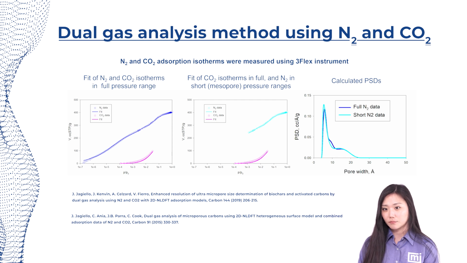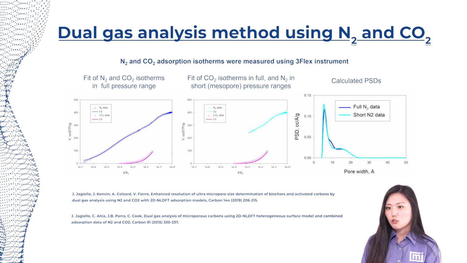Another feature worth mentioning of the NLDFT method is the capability of merging two different isotherms collected with different adsorptive gases. This dual model is developed for carbons, and this becomes particularly useful when the sample takes too long to equilibrate when collecting the nitrogen isotherm at 77 Kelvin in the very low pressure region, or when the instrument doesn't have the capability of collecting low pressure data. If either of these is the case, the dual NLDFT model can merge the CO2 and nitrogen isotherms to get the comprehensive pore size distribution from the micropore to mesopore range.